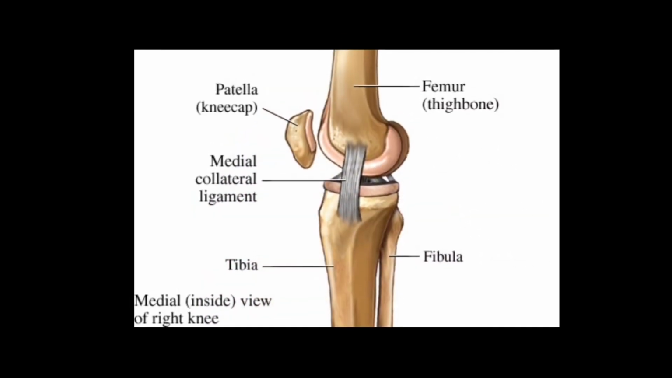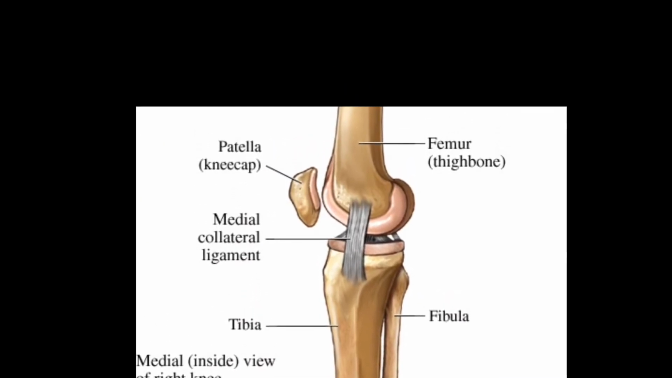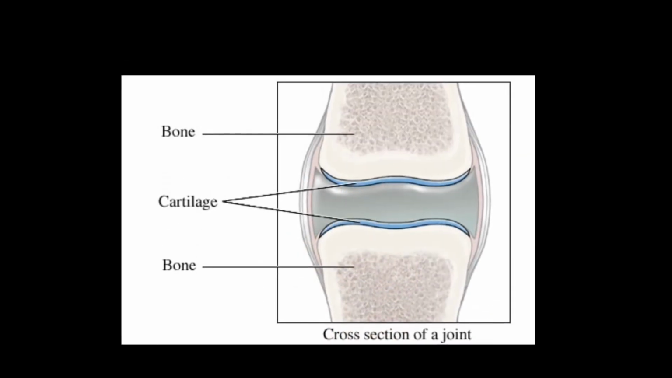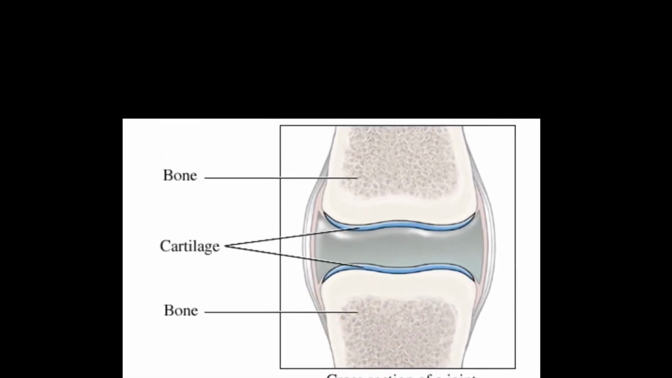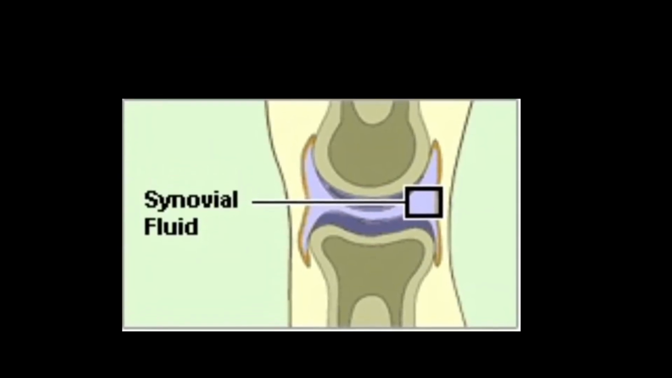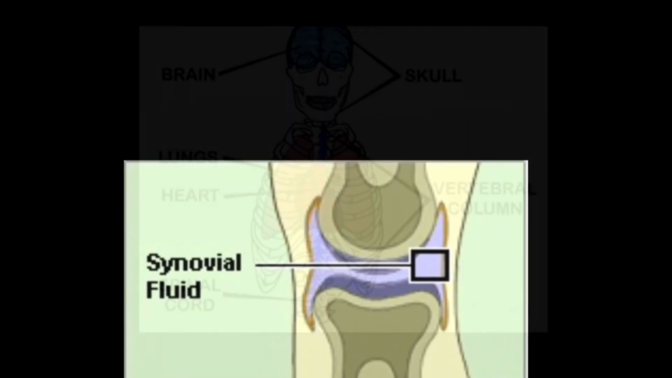The place where your bones meet are called ligaments. Ligaments are strong elastic bands of connective tissue. When your bones move, there's friction. Cartilage helps to cushion the areas where bones meet. Your joints have lubricating fluid called synovial fluid. This fluid helps them move freely.